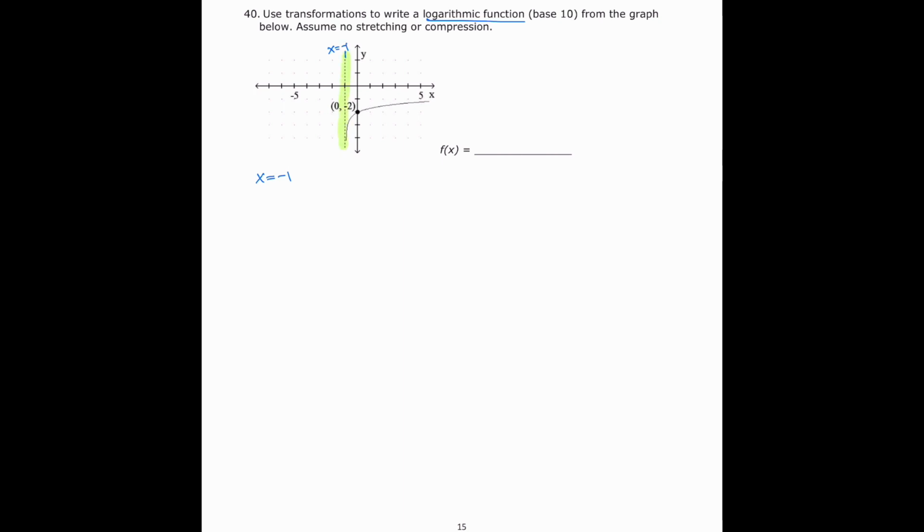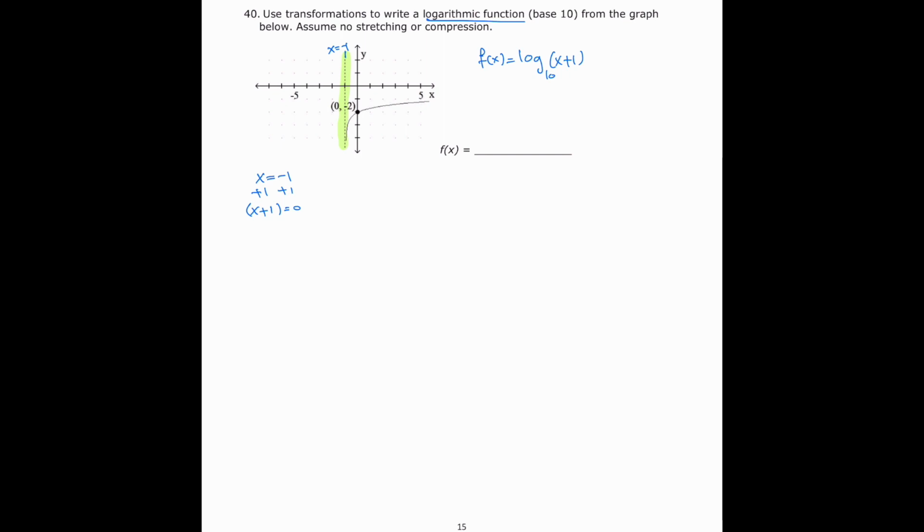And we know that the vertical asymptote comes from making the argument equal to 0. So we're going to reverse. We're going to add 1 to make one side 0. So we get x plus 1 equals 0. This is the argument of the log. So so far, f of x equals log base 10 of x plus 1. That's what we have so far.